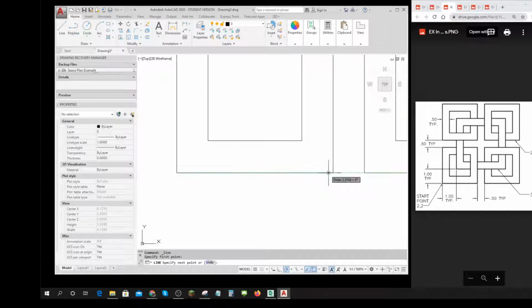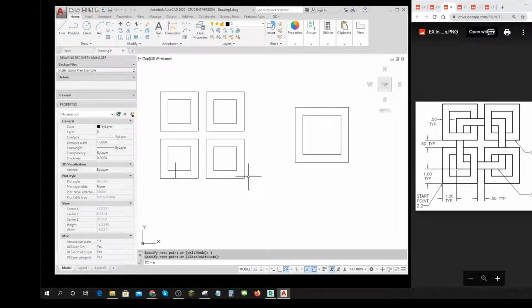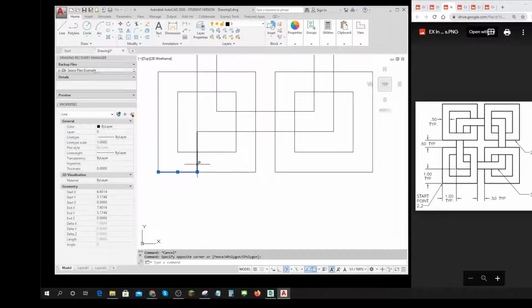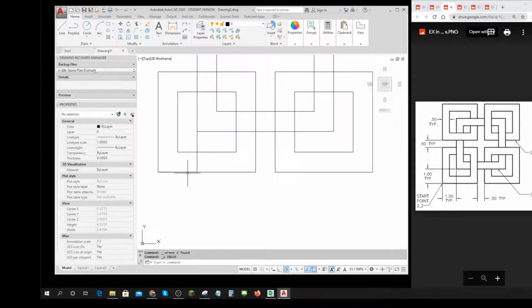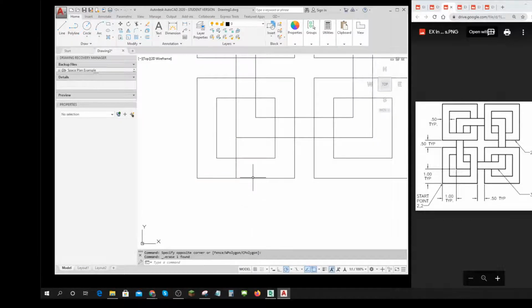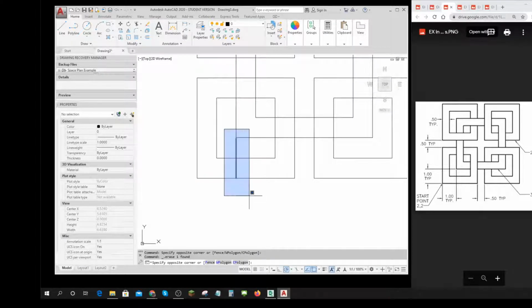I'm going to draw over 1 inch and up 1 inch. Notice what I did there. To get that little line, I did a left to right because I knew it would pick up just what's inside the box. And I can do the same thing here. Okay.